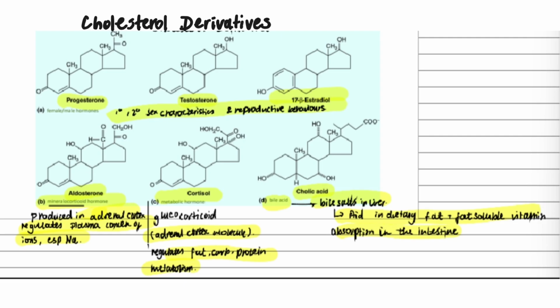It regulates fat, carb, and protein metabolism. Finally, cholic acid, which is a bile acid, is a part of bile salts in the liver. It aids in fat digestion and vitamin absorption in the intestine.